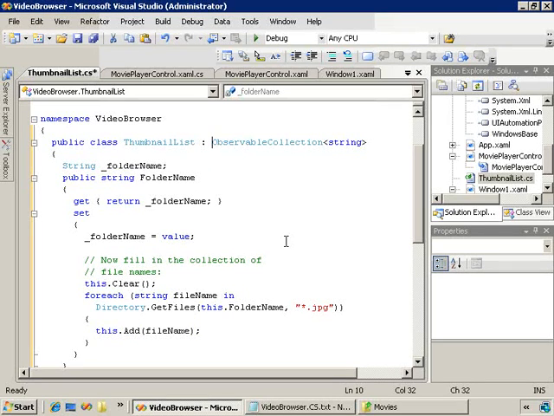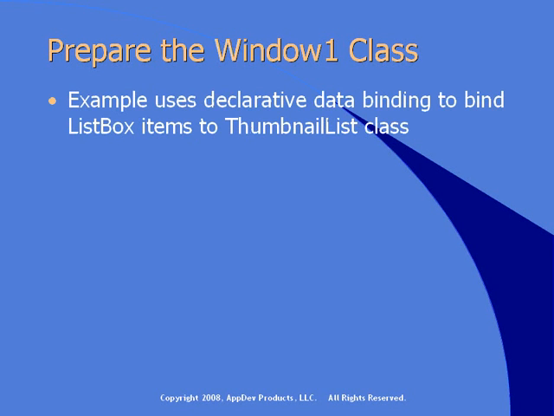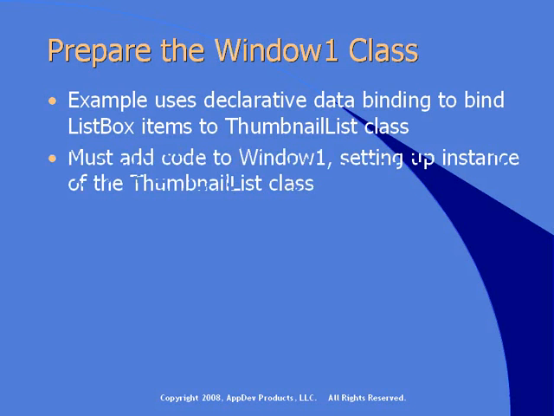Well, that's all the code we need. We have our folder name property exposed publicly so that anyone can set the property to fill the list of all the available JPG files. The example uses declarative data binding to bind listbox items to the thumbnail list class. By declarative data binding, I mean we set up the data binding at design time by adding XML markup to the XAML window. We have to add code to window 1, setting up the instance of the thumbnail list class.